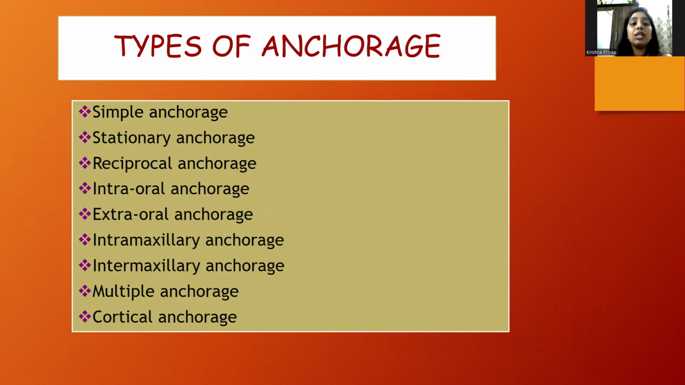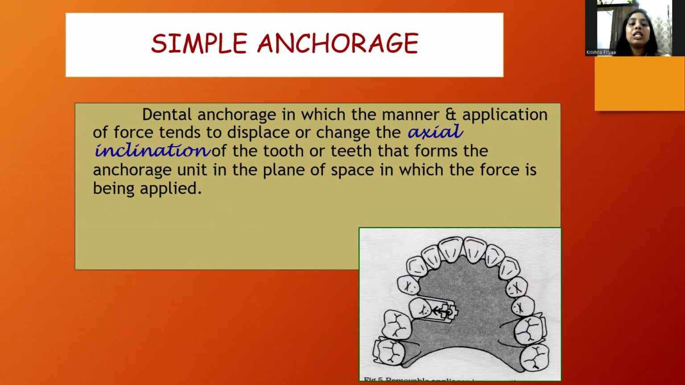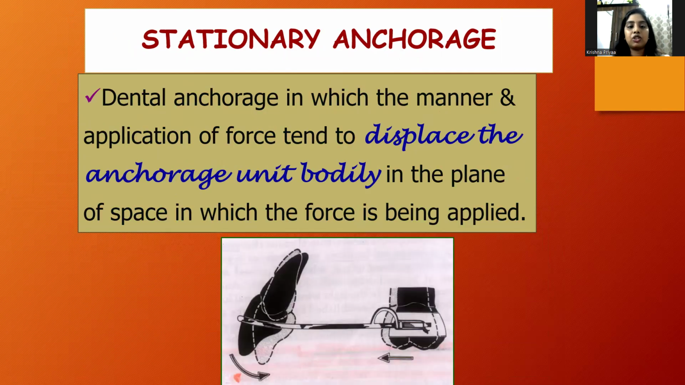There are different types of anchorage: simple, stationary, reciprocal, intraoral and extraoral, intramaxillary meaning between the teeth in the upper jaw or the lower jaw, intermaxillary meaning elastics between upper and lower jaw, multiple anchorage, and cortical anchorage. So simple anchorage is nothing but a manner and application of force which tends to displace or change the axial inclination of the tooth or the teeth that form the anchorage unit in the plane of space in which the force is being applied. So the keyword being axial inclination of the tooth is actually changed, right? So that is called a simple anchorage.